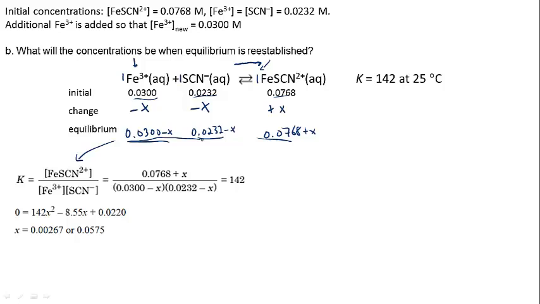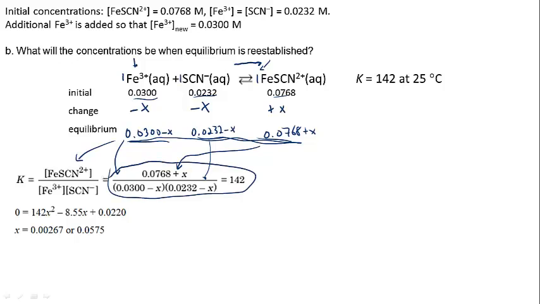So we know that at equilibrium, these will give you 142 when inserted in. So we put in our products, our reactants, and you then have an equation that has only one variable, X, and from then, it's algebra. And so you need to rearrange this equation into the form of a quadratic equation, where it's 0 equals ax squared plus bx plus c. And so there, for the quadratic equation, a is 142, b is minus 8.55, and c is plus 0.220.